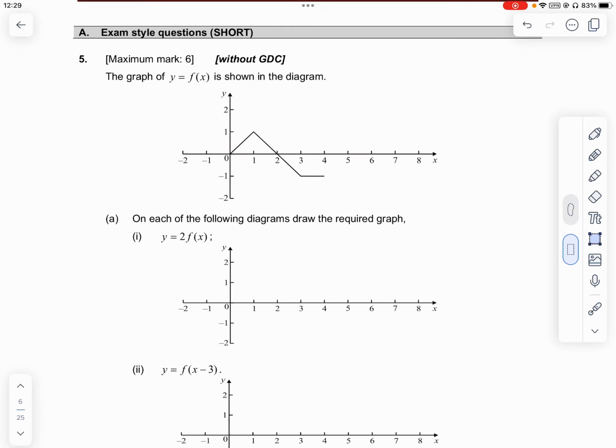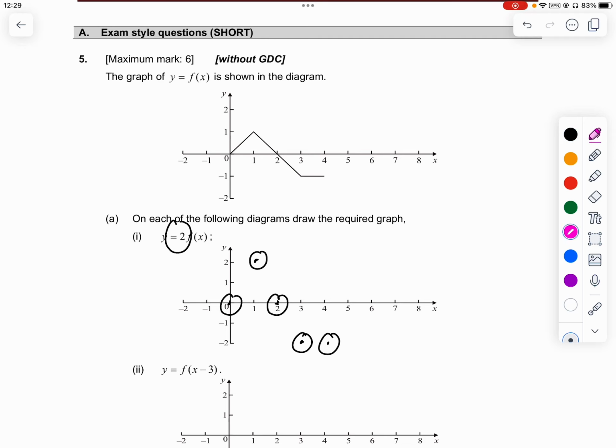Question number 5. Draw the graph. Now 2f of x. What does it mean, 2f of x? Every y value is being multiplied by 2. So this becomes 1 comma 2. 2 comma 0 will remain the same. 3 comma minus 2. 4 comma minus 2. So this is going to be the answer.